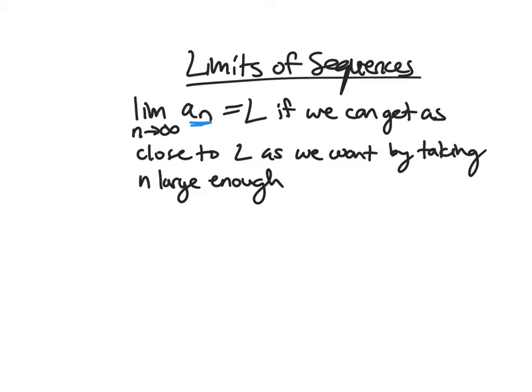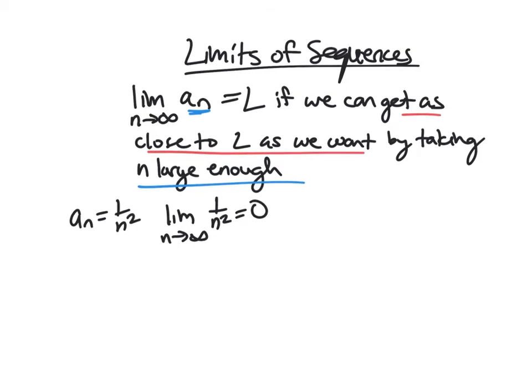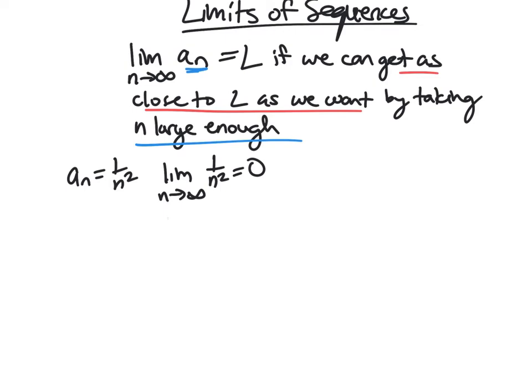Now, there's some ambiguity here, because what do we mean by as close as we want? And also, what do we mean by large enough? So I think it helps to go through an example. Let's look back at 1 over n squared. We claimed from the graph or just looking at the terms that if we take n big enough, if we keep going down the line in our sequence, this should approach 0. Okay, so how do we actually show this? Well, what's the idea? We're not going to do it very rigorously, but I want to at least give the idea of what's going on.